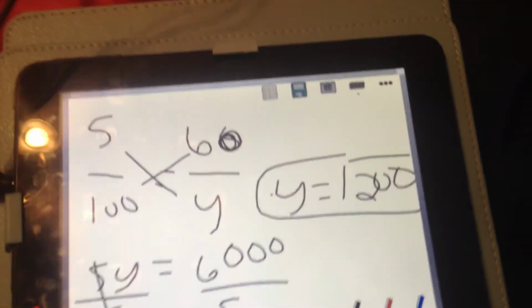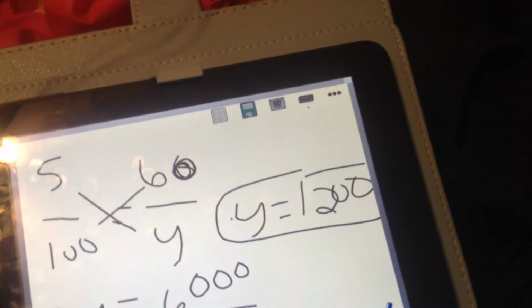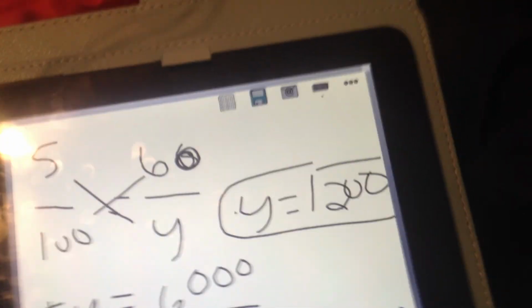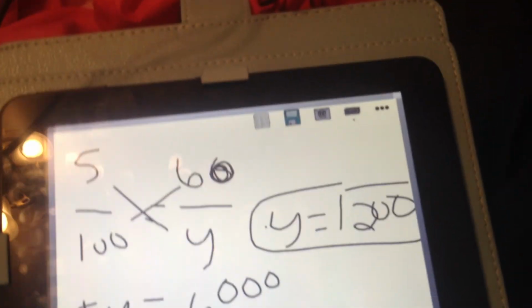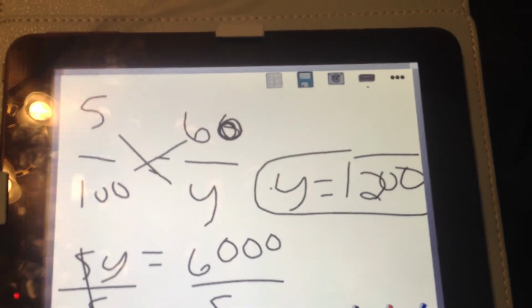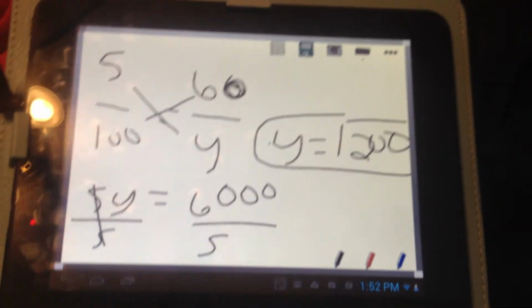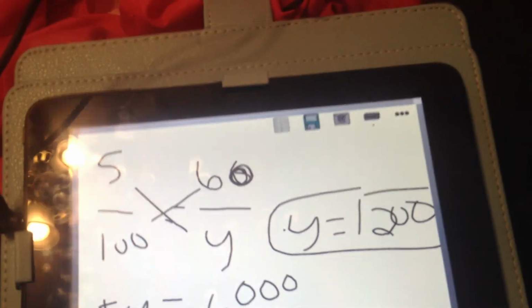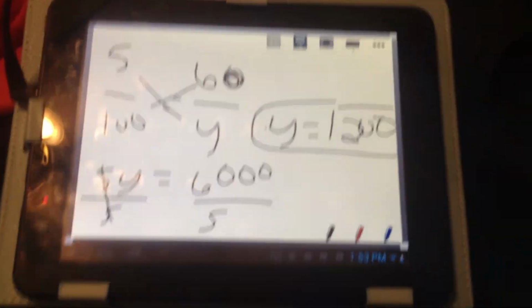And again, for word problems, you want to include the unit, like 1,200 what? It could be 1,200 anything. So make sure you include in there that it's dollars. Okay, I think that's it. So, yeah, that's my PBA project.